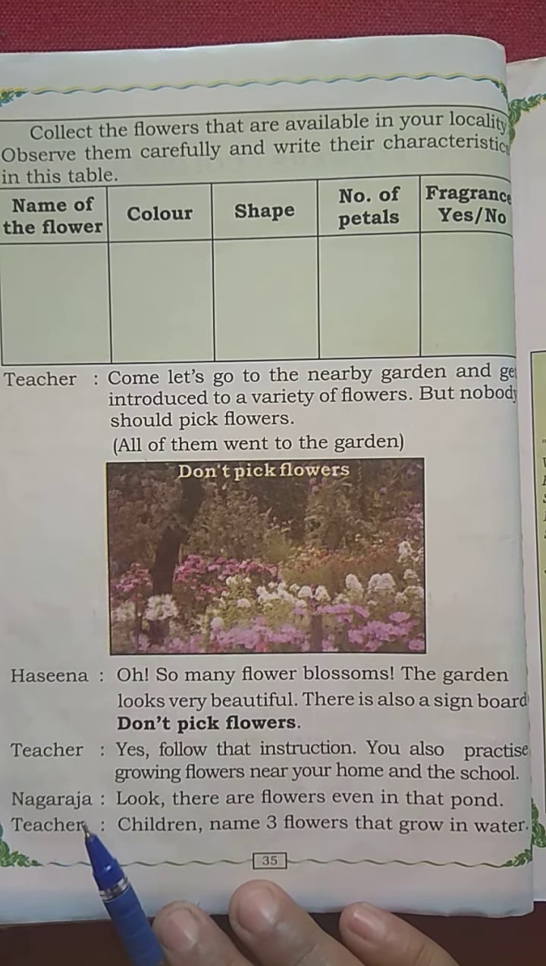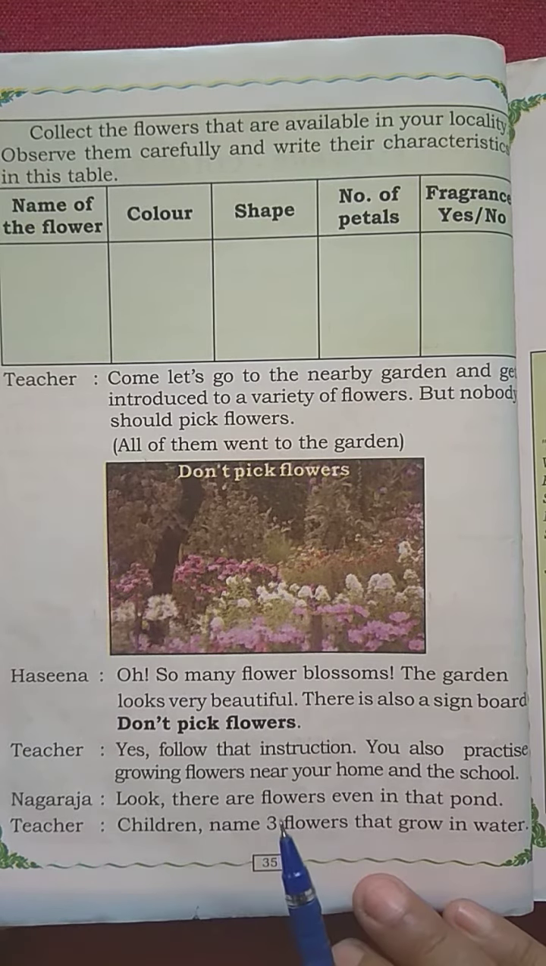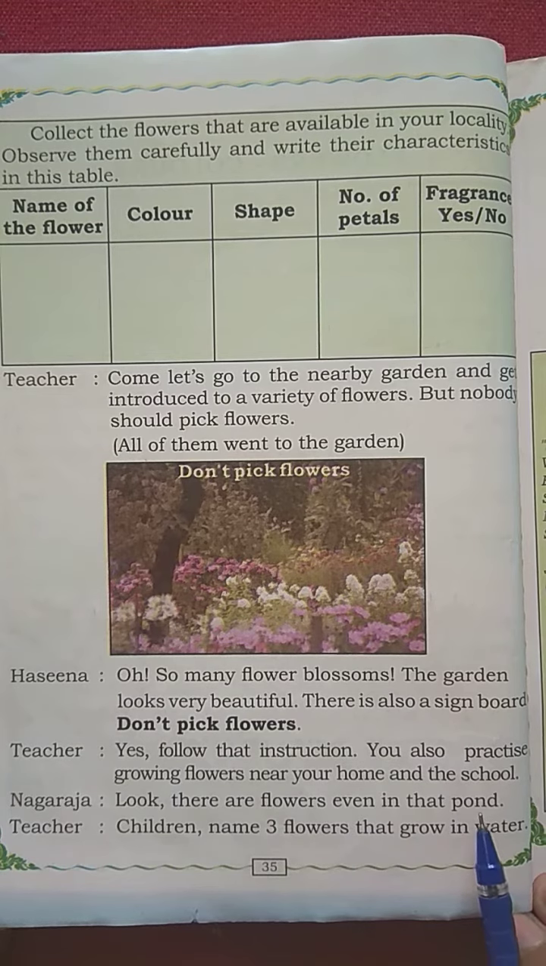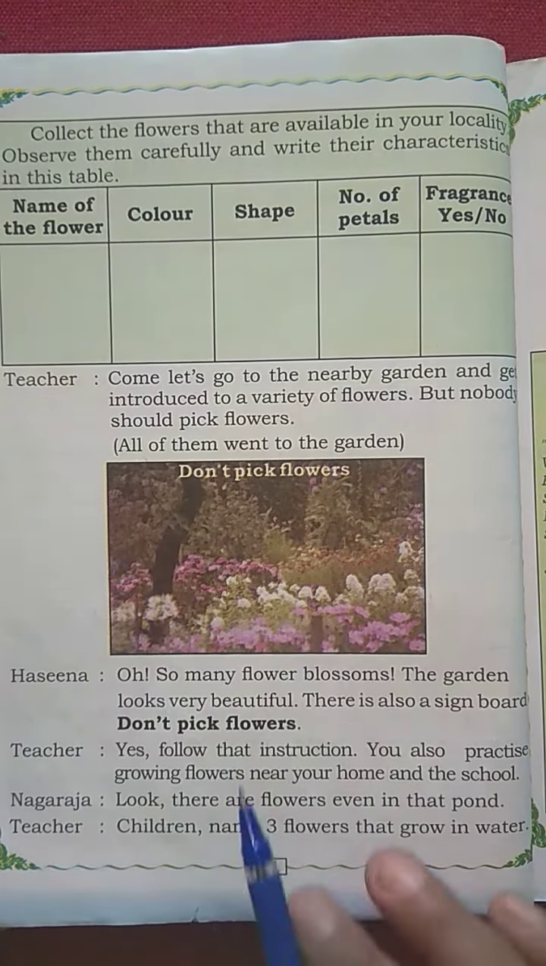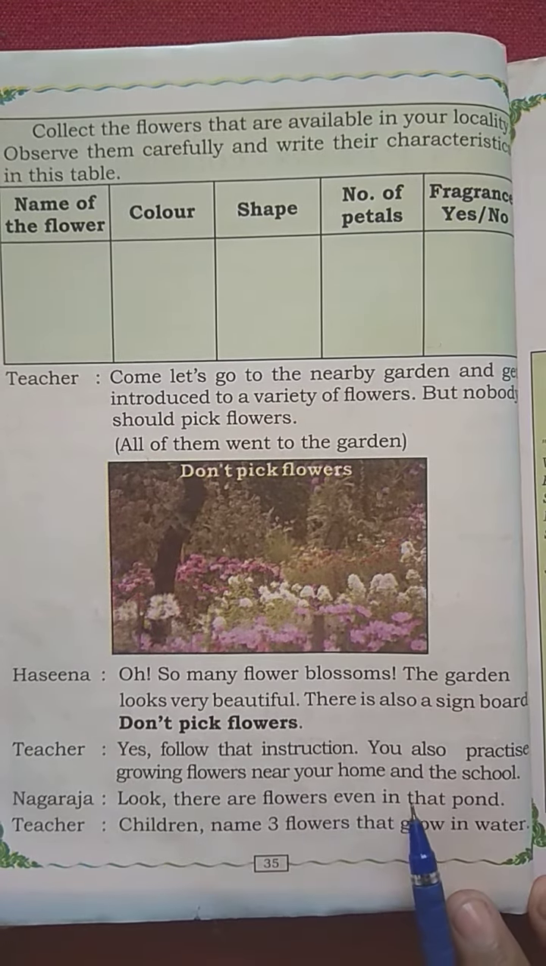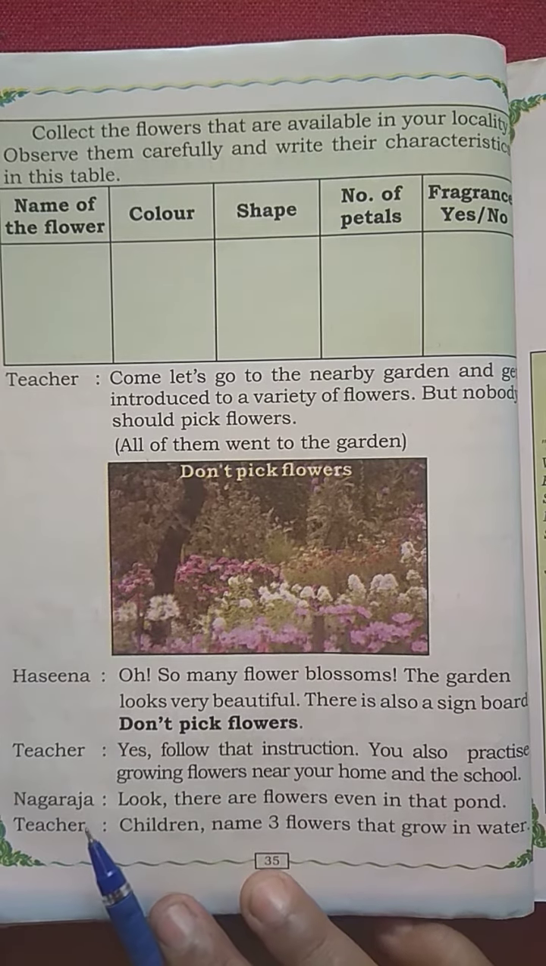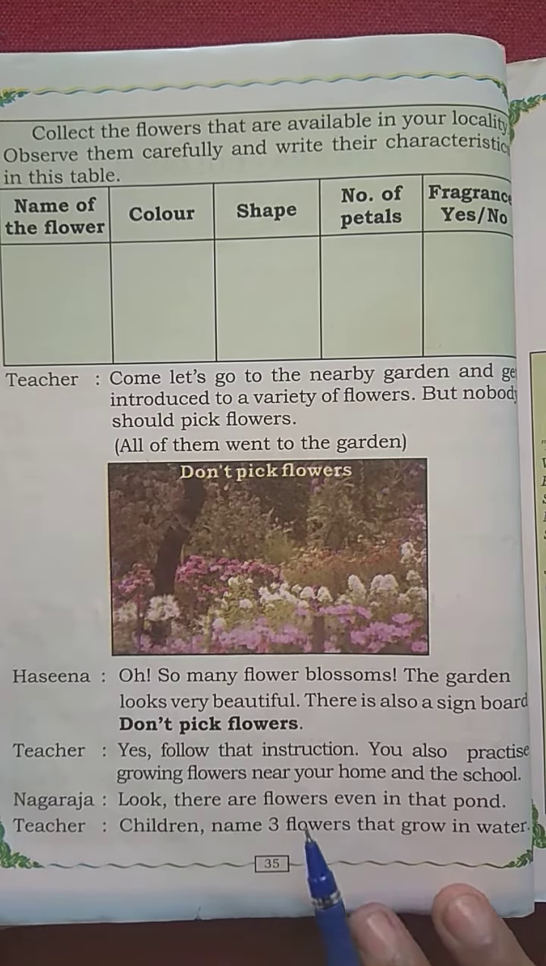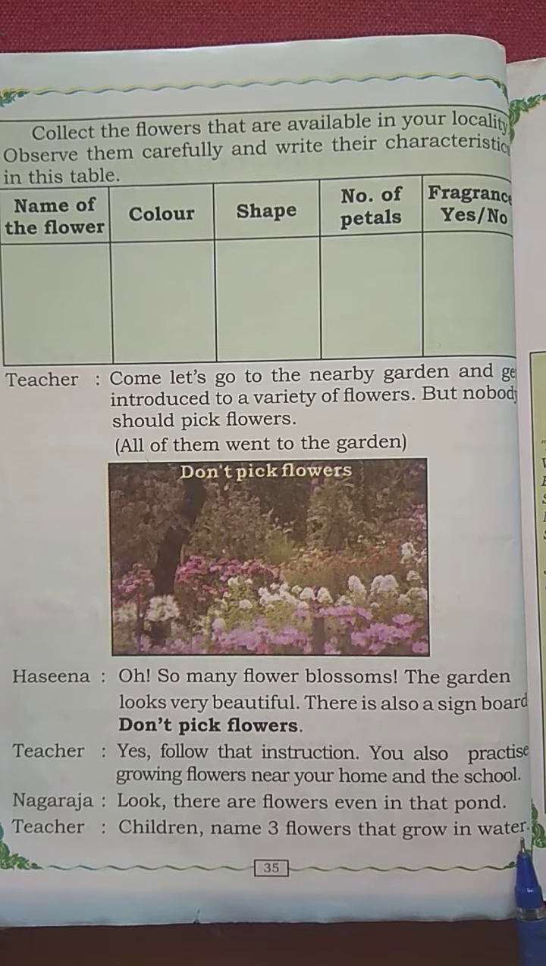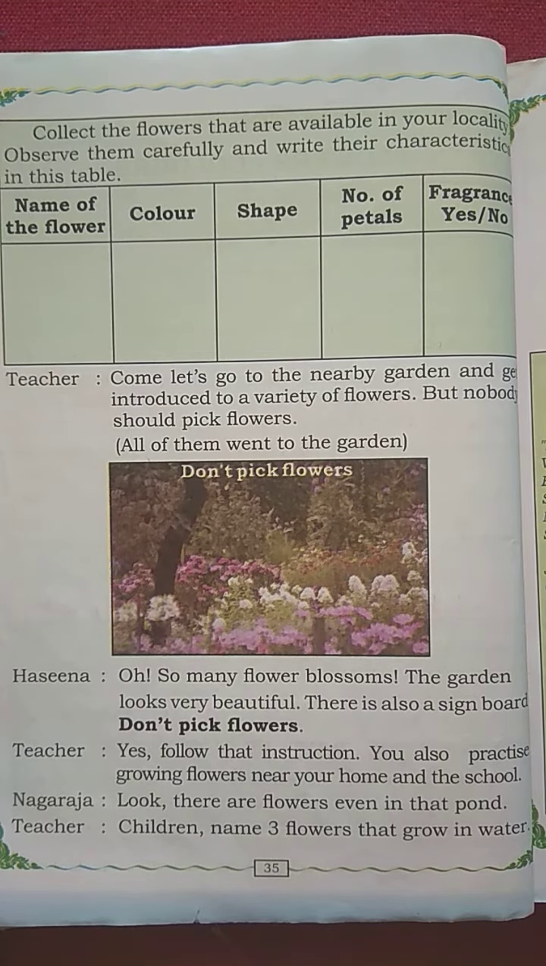Here comes Nagaraja. Look, there are flowers even in that pond. Okay, in a garden there is a pond, and it says that there are flowers even in that pond. The teacher says, children, name three flowers that grow in water. Here, pond. Pond means there is water. We know that in water, lily and lotus grow. Isn't it, children?